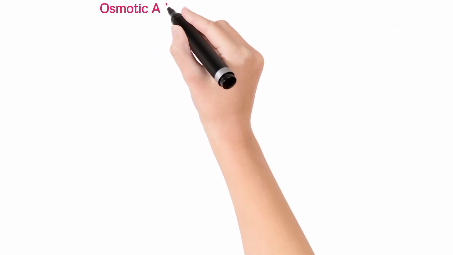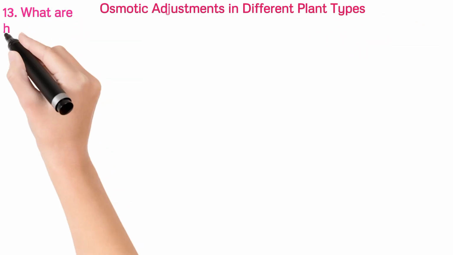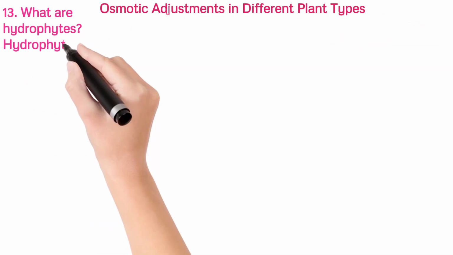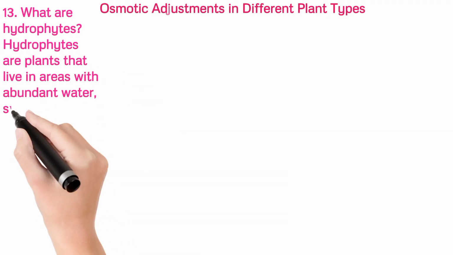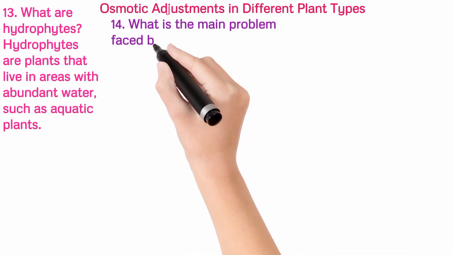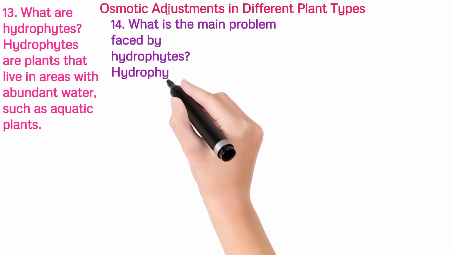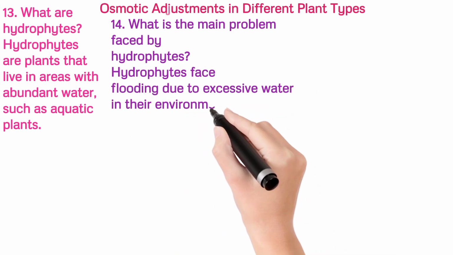Osmotic adjustments in different plant types. 13. What are hydrophytes? Hydrophytes are plants that live in areas with abundant water, such as aquatic plants. 14. What is the main problem faced by hydrophytes? Hydrophytes face flooding due to excessive water in their environment.